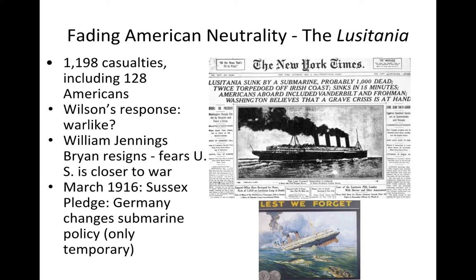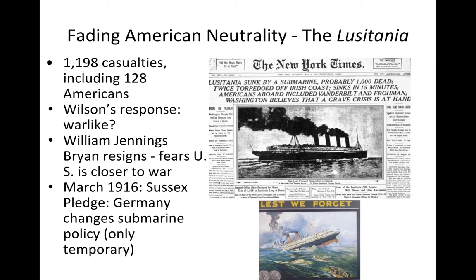Neutrality is going to be something, as I said before, that's really difficult for the U.S. to maintain, and there are going to be a series of militaristic events that have U.S. victims that will eventually prompt the U.S. entry into the war. So the first major one that you need to know is the sinking of the Lusitania. The Lusitania was a British passenger ship that was torpedoed by a German submarine. This happened in May of 1915.